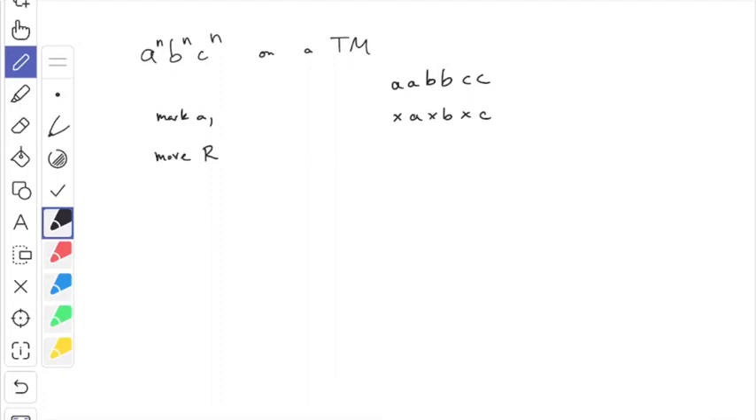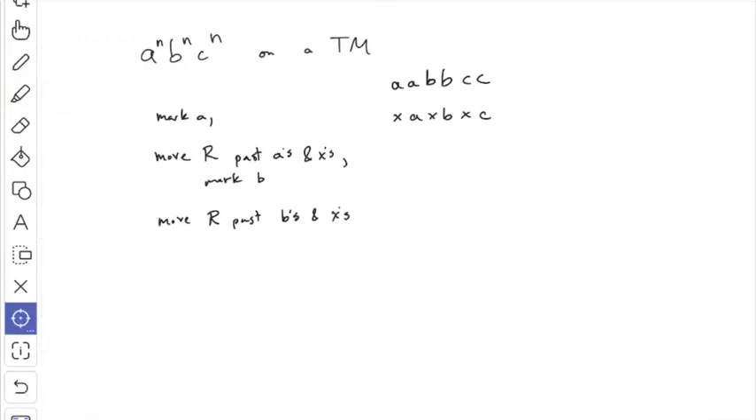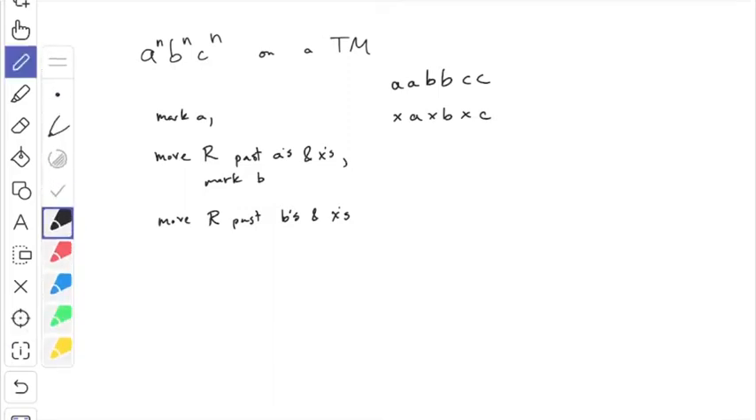So I would say you mark A, and then you move to the right past A's and X's, and then mark a B. And then from there, you continue moving to the right past, this time, B's and X's. That's because you imagine you just marked off this B, and as I go to the right looking for the next C, you have to go through some other B's, and you might have to go through some other X's, which are the other C's that already got marked. But eventually you should find a C. So move to the right past B's and X's, and then mark C.